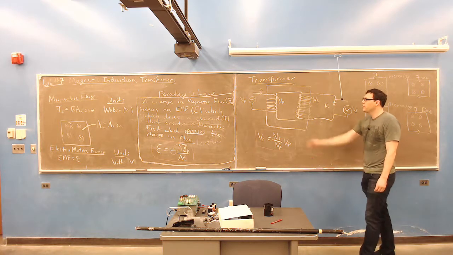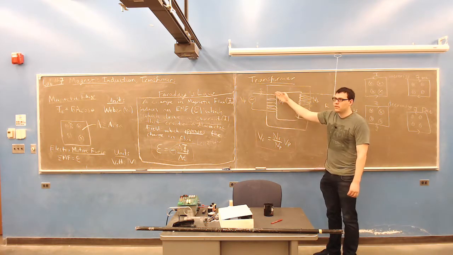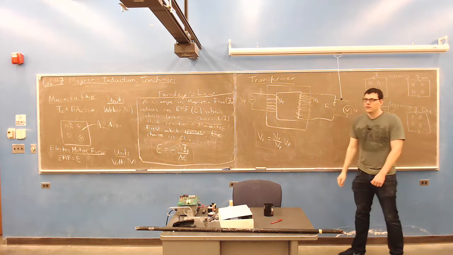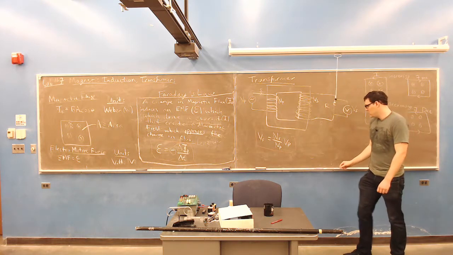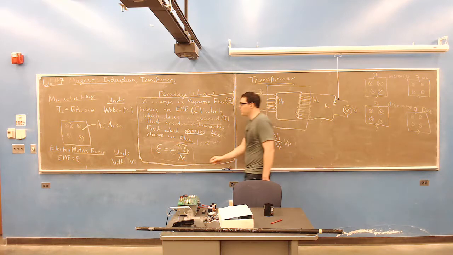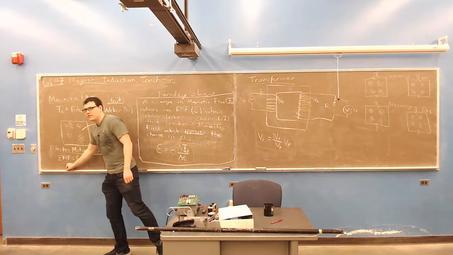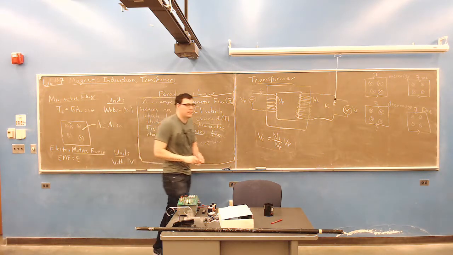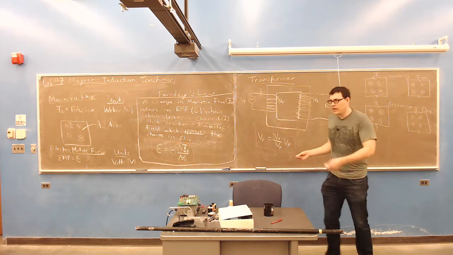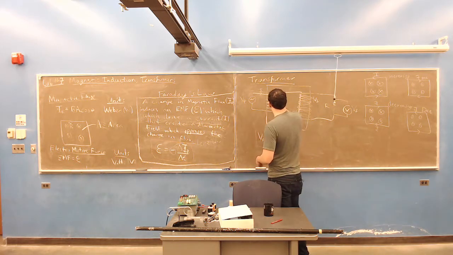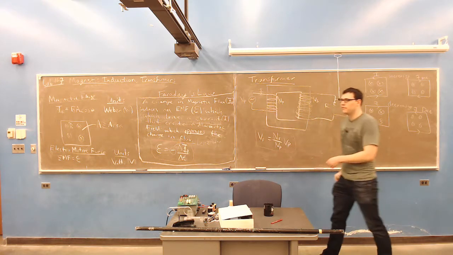So if we're driving a current, what's going to happen inside the solenoid? What do solenoids have inside of them? Magnetic fields. So I'm going to draw it such that the magnetic field produced is pointing up. It's a B field.